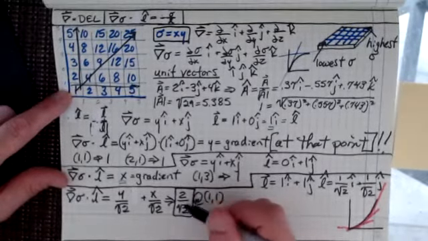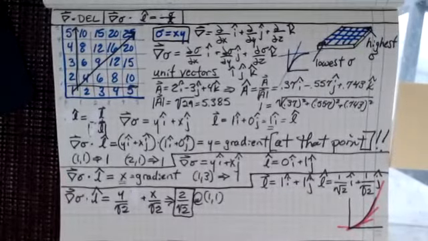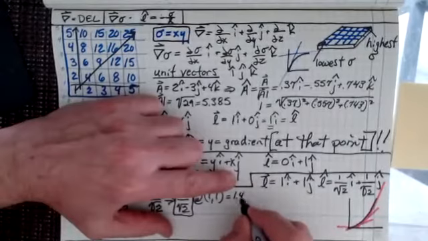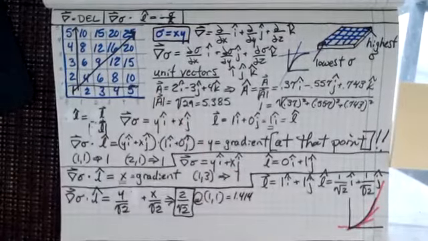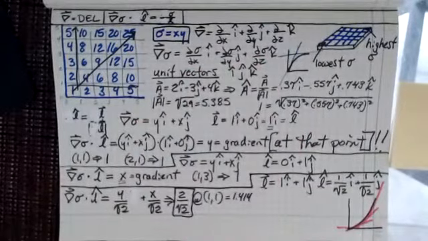Oh, did I say over? No, I meant the square root of 2. So I'm just taking that out of there, and that would be the square root of 2. So our slope at 1, 1 is going to be 1.414. Right? Does everyone see that? I hope everybody sees that.